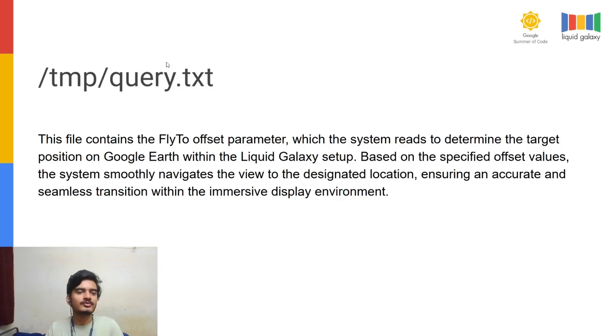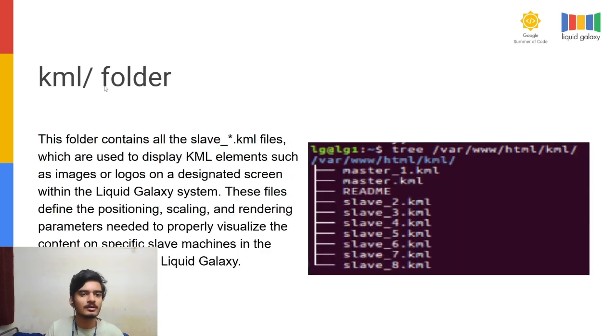Next file is query.txt. It is present in the temporary folder, root temporary folder. This file is used to give the fly to parameters for Liquid Galaxy Google Maps. Whenever a fly to tag is added here, the Liquid Galaxy will tell the Google Maps to go to that location using the fly to command.